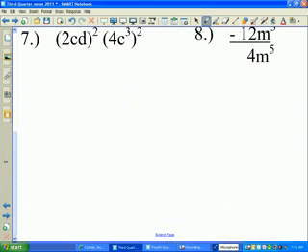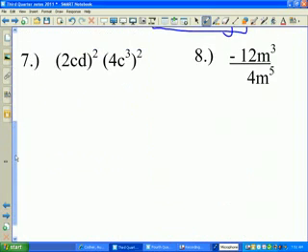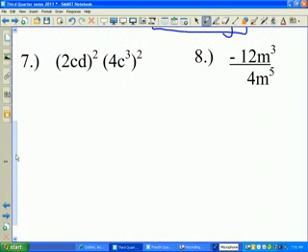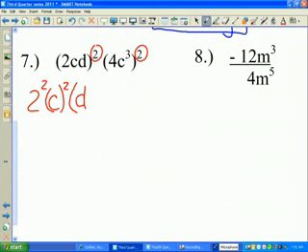The last two, number 7. Number 7 threw a lot of people off. And the reason why is they forgot to raise everything to the 2nd power, for the 2nd parenthesis too. So for the 1st parenthesis, this is saying that 2 is being raised to the 2nd power, my C is being raised to the 2nd power, and that D is being raised to the 2nd power.